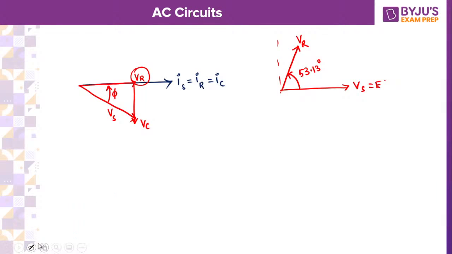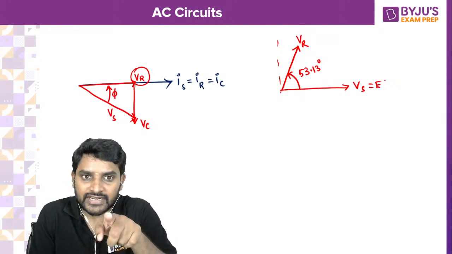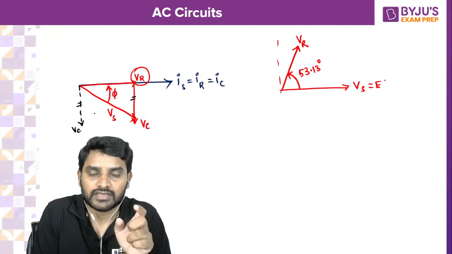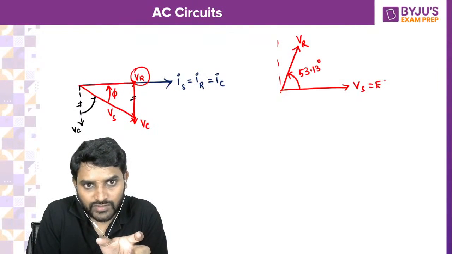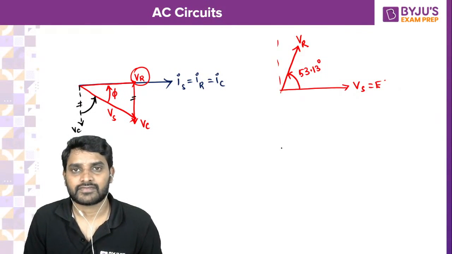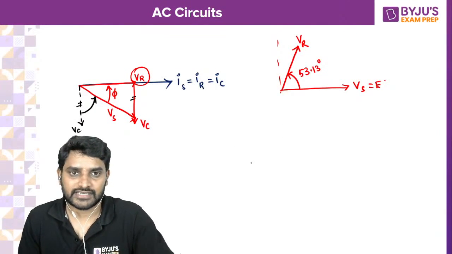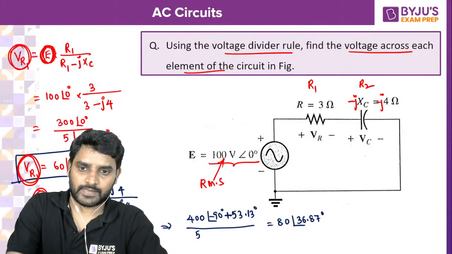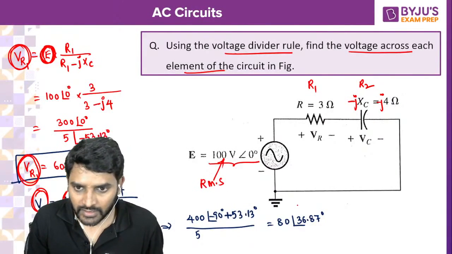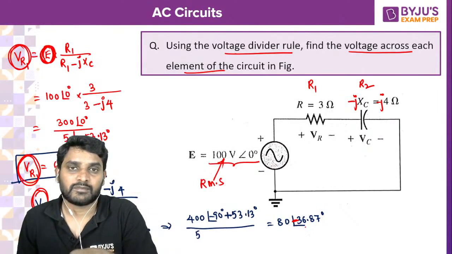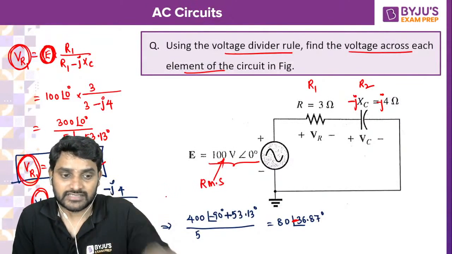If you have any doubt, you can draw this VC parallel to here. This is also VC. Both are parallel, na? From VC, if you move in anti-clockwise direction, VS is leading. Source voltage is leading with respect to VC. So how much have we got here? This is minus 36, because minus 90 plus 53.13, na? Minus 36.86.